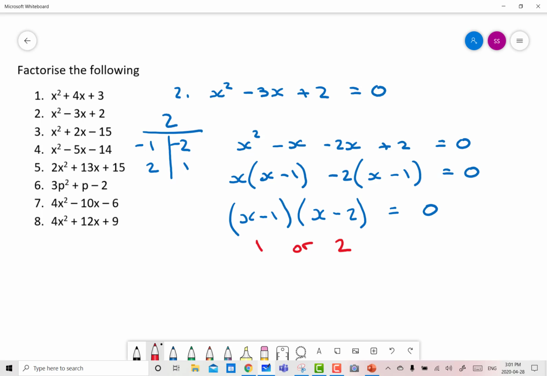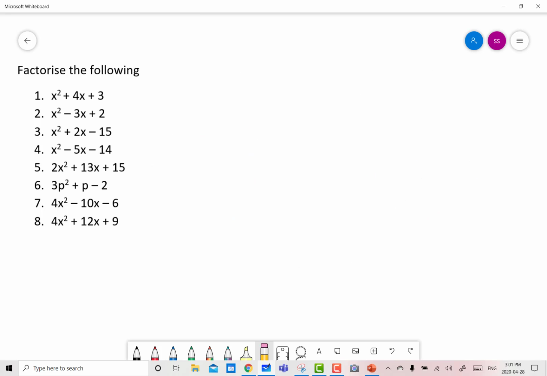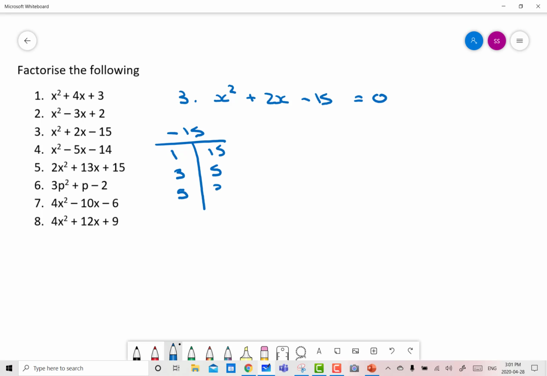So that's it. There's question 2 done. Let's move on and take a look at number 3. So for question 3 then, we've got x squared plus 2x minus 15. Okay, so I need the factors of -15. Well, that's going to be 1 and 15, 3 and 5, or 5 and 3. And either of those two columns now can be negatives. Doesn't matter whether you pick on the first column or the second column. As long as you put a negative in front of one of those numbers, you'll get your -15.